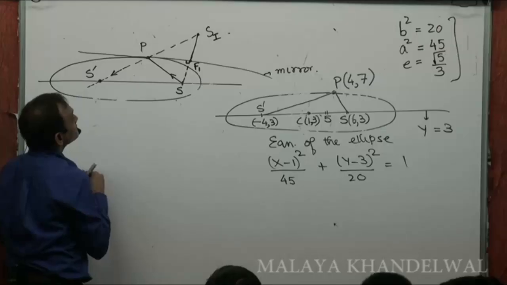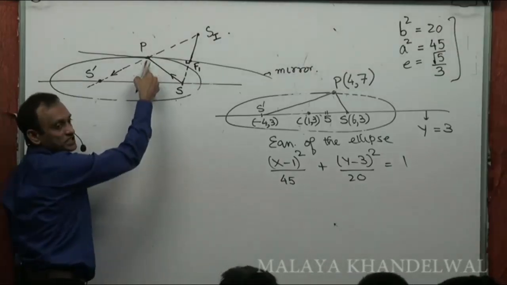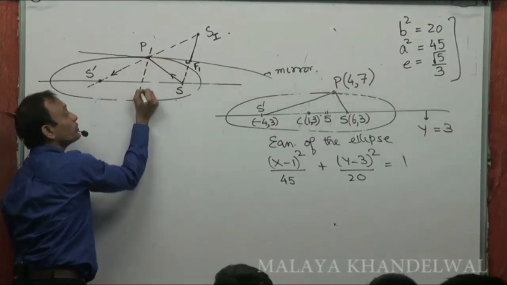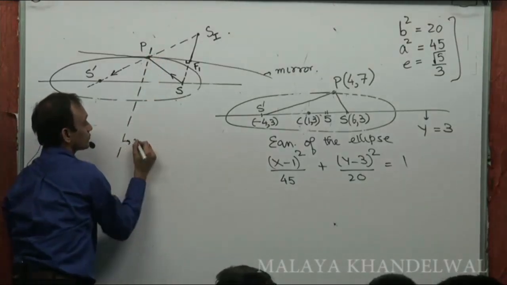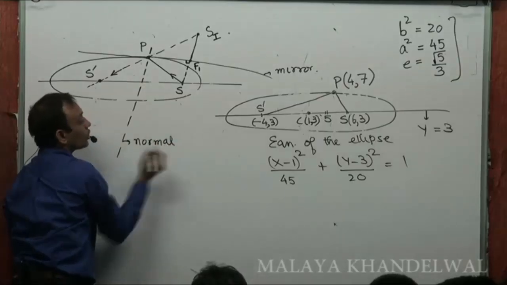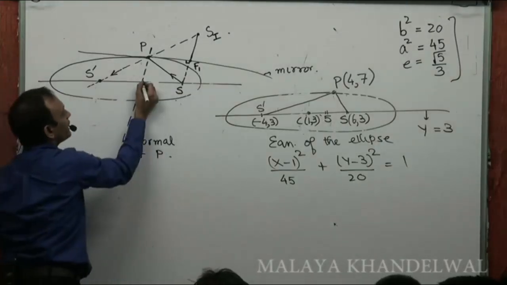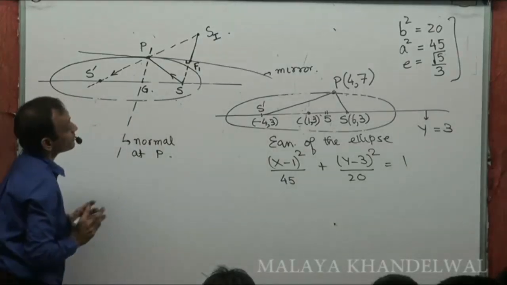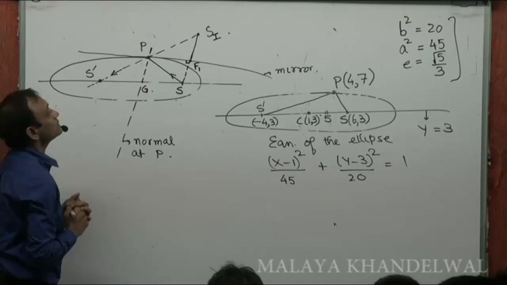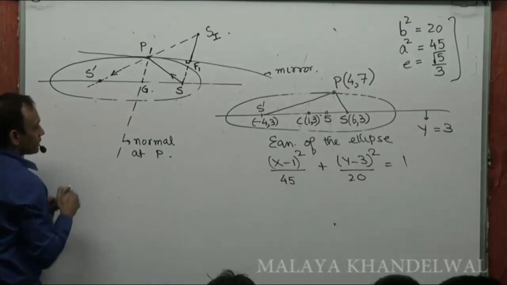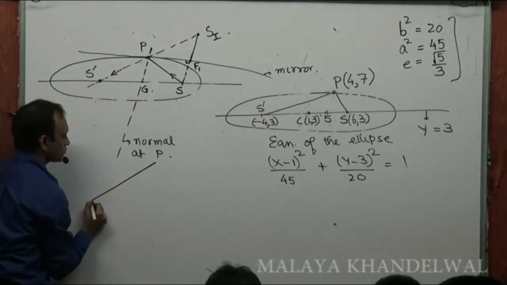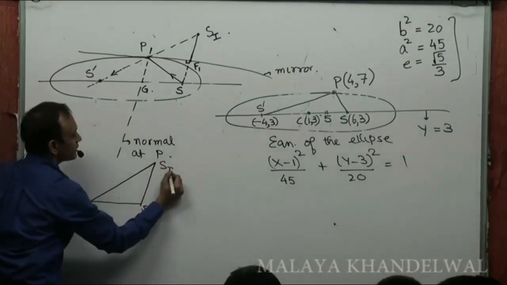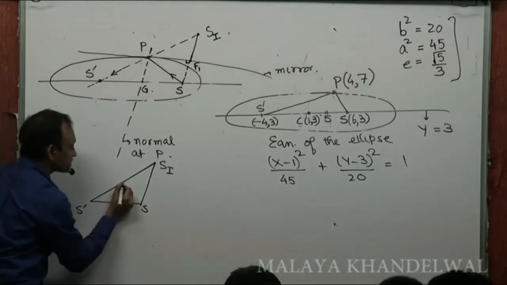Now, this is the point of incidence P. This will be the normal at the point of incidence, the normal at P. Yes or no? Now, look at this triangle: S, Si, S prime. This is P.